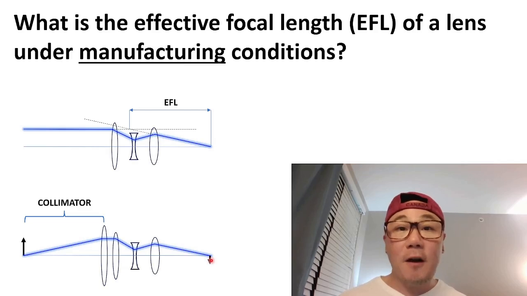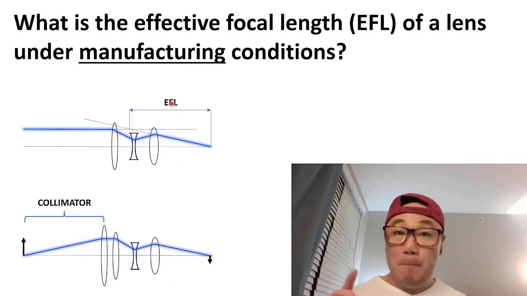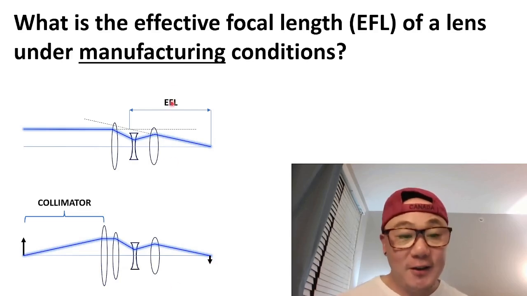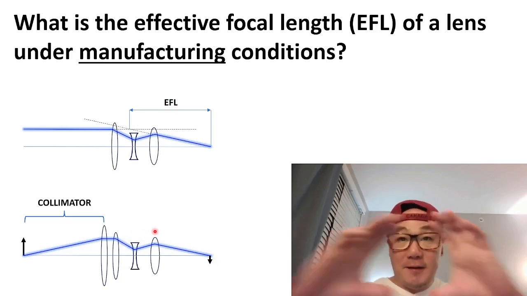Right. So you put the lens under test in front of the collimator, and with the known angle of the off-axis ray and the known measured height of the image, you can use trigonometry to determine the EFL.